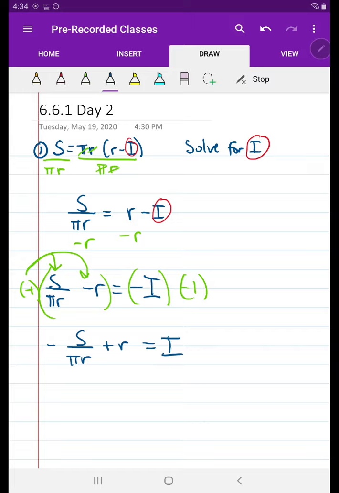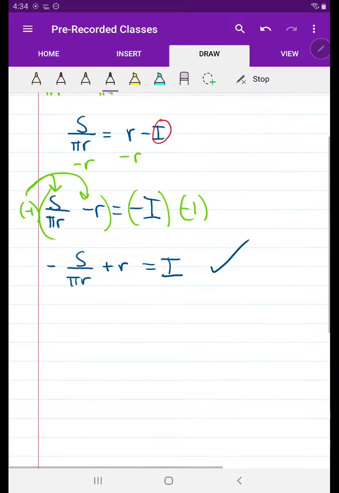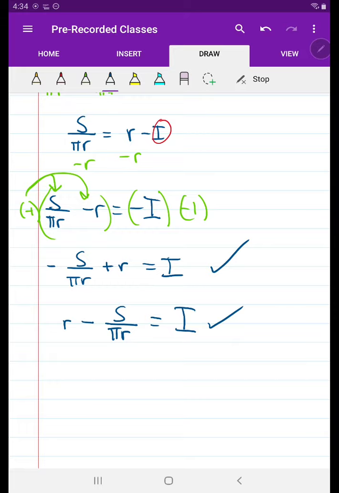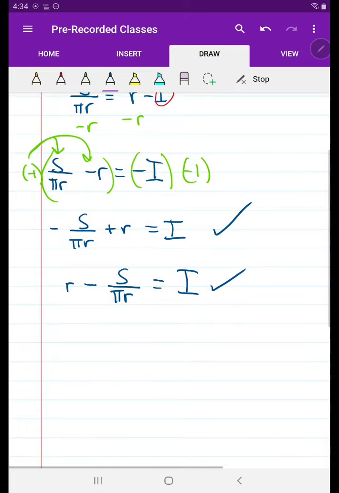And you can leave it like that. You would get full credit, and that's perfectly fine. Or if you like to have your positives first, you could rewrite this as positive r minus s over pi r equals I. And that's also completely correct. All right, so going on to number 2.